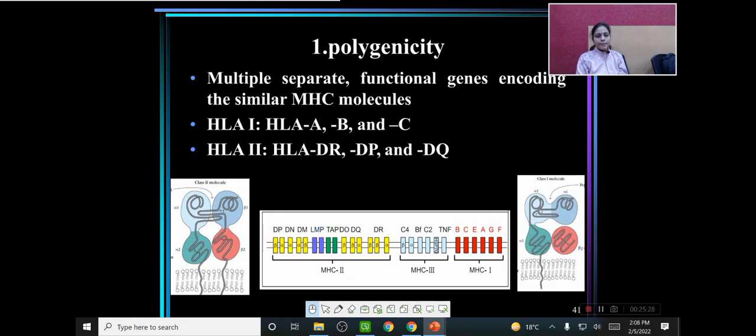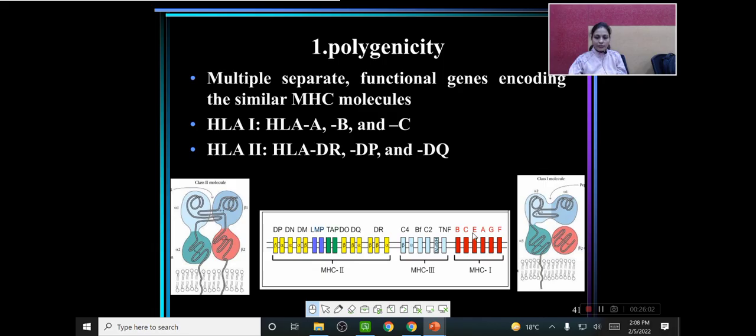So, what is polygenicity? In polygenicity, multiple separate functional genes encode similar MHC molecules. In HLA class 1, there are HLA A, B and C. In HLA class 2, there are HLA DR, DP and DQ. See here, in HLA class 1, they are encoded by A, B and C, right?